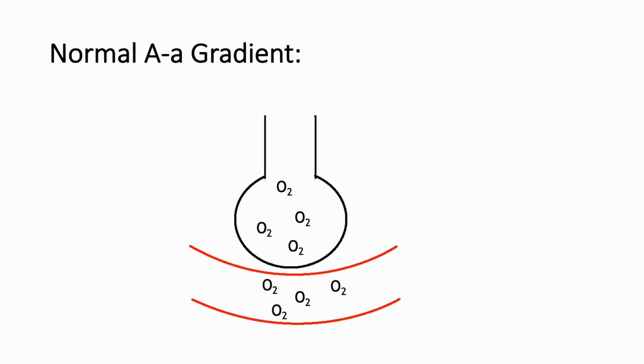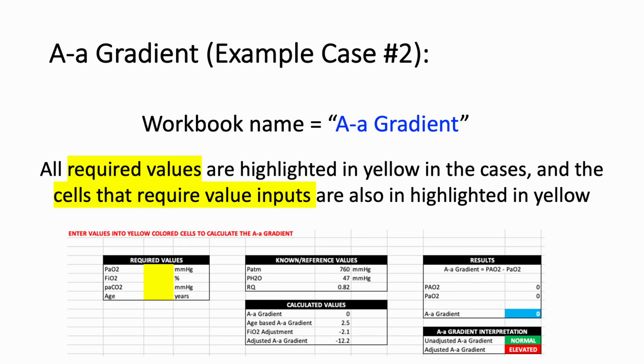A normal AA gradient essentially indicates that the amount or partial pressure of oxygen in the lungs at the level of the alveoli and the amount or partial pressure of oxygen in the blood are similar, or at least represent what would be expected under normal conditions. Because the values are similar, their difference is small, highlighting normal oxygen diffusion across the alveolar capillary membrane. This is a visual representation of what this kind of looks like and shows oxygen in both compartments are similar. And from this, we can conclude that there's no substantial issue with diffusion of oxygen.